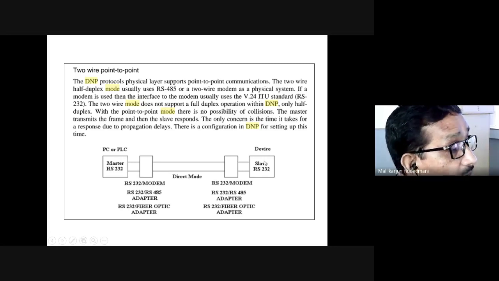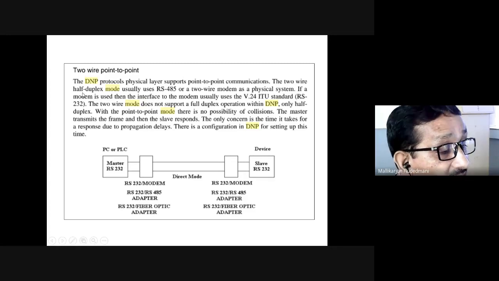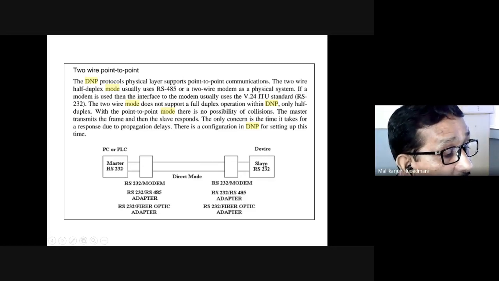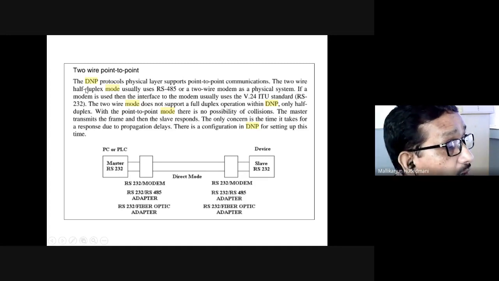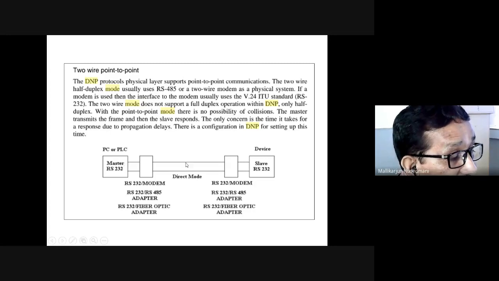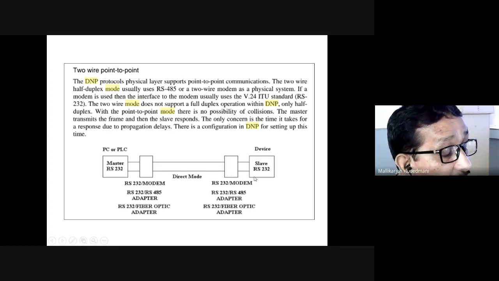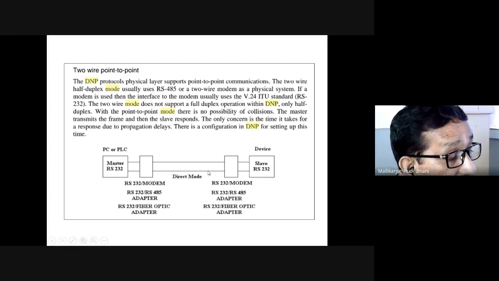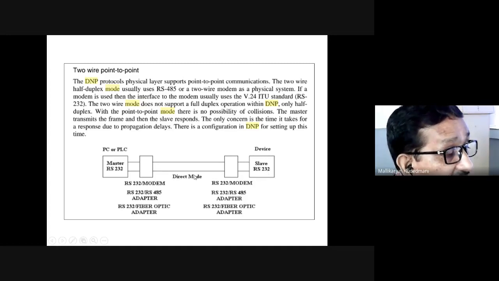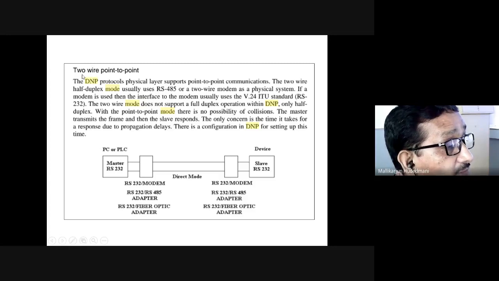This is called half duplex. Information transfer from master to slave and slave to master will not happen at the same time. That's called half duplex. Full duplex means what? Master can send and receive, and slave can send and receive. There should be a proper channel to do that, which is not provided in this kind of 2-wire point-to-point mode of connection, which is half duplex.